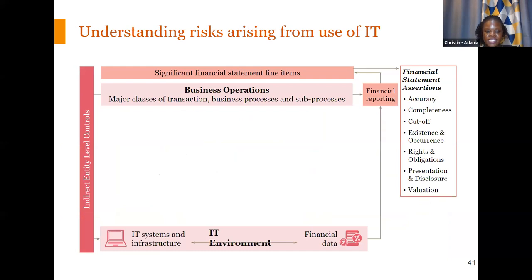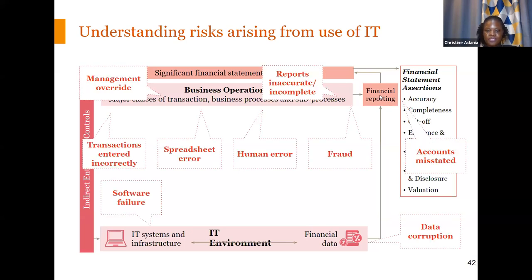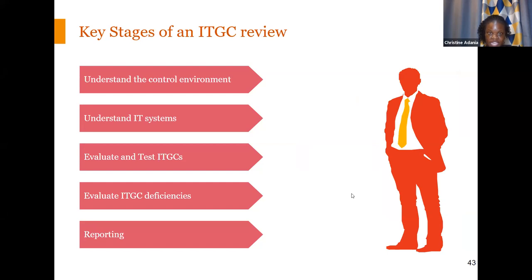If we understand the risks from the use of IT, you have the IT environment down here that is linked to the entire business operations, and then it feeds into financial reporting. So the risks are that reports are inaccurate or incomplete because some system is doing the wrong thing. Then there's human error in operating the systems. There's some level of fraud by management bypassing the controls that are already there. There is software failure. There is data corruption because you're not backing up your data. There is management override of these controls because you've not appropriately restricted them. So what are the key stages of an ITGC review?